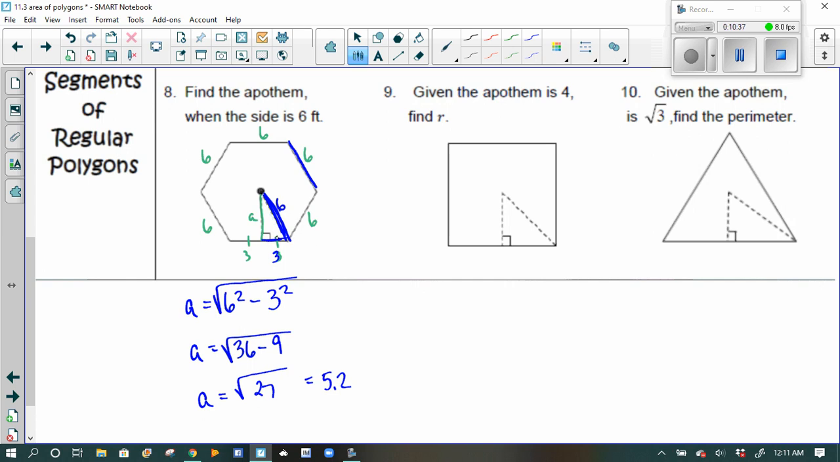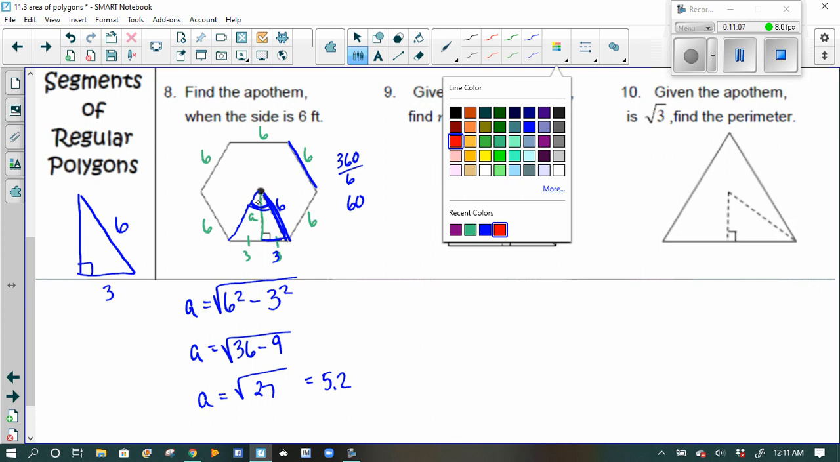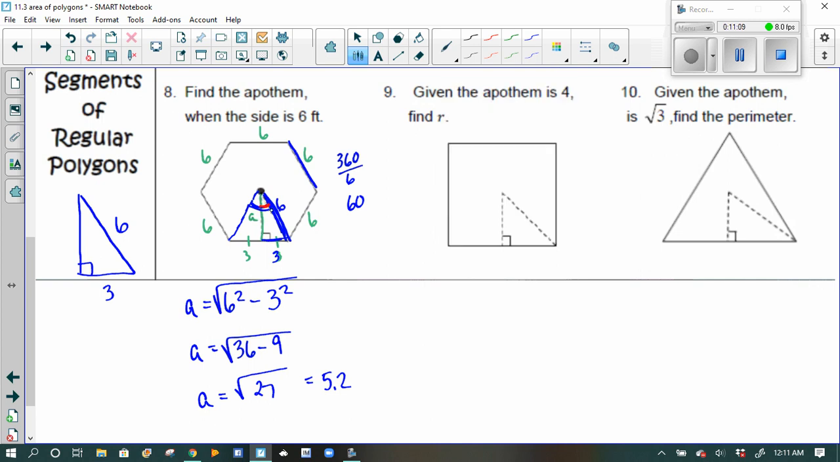Now, if you remember your 30, 60, 90 rules, what I'm going to do is redraw that little right triangle for a second. So I know this is 3 and I know this is 6. So remember, if we found the central angle right here, that would be 360 divided by 6, which would be 60. So the central angle is 60, which means that this angle right here is 30. So that would make this angle right here 30.